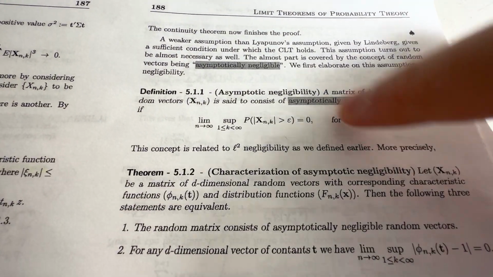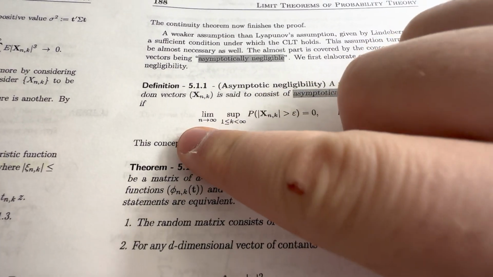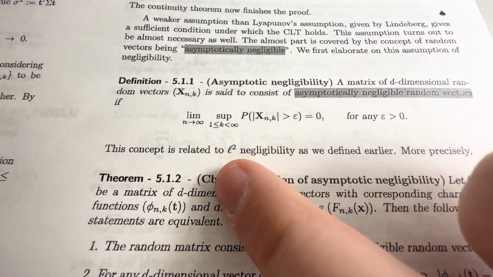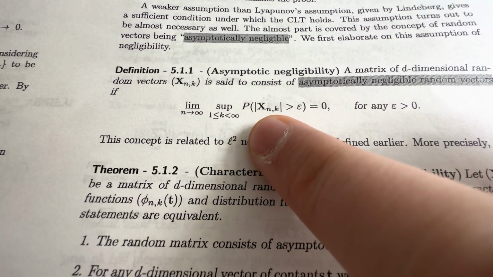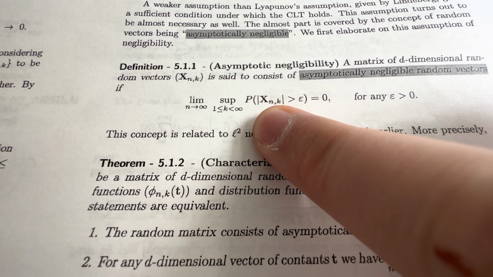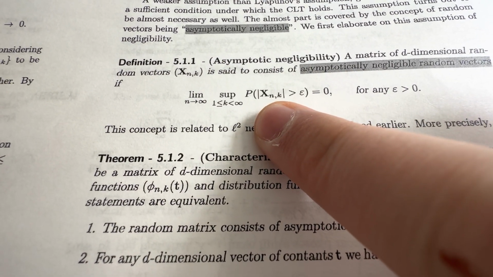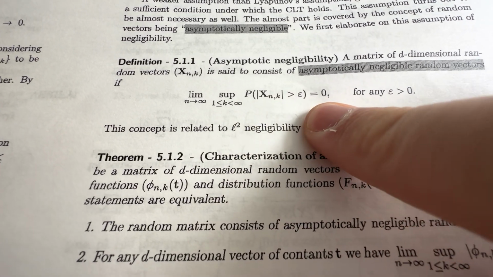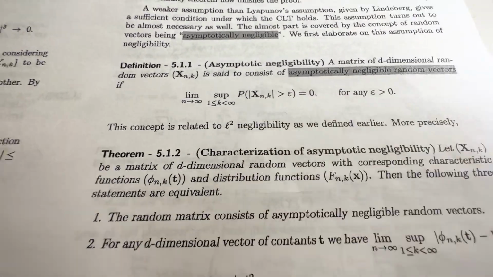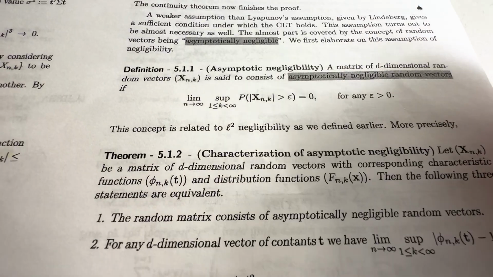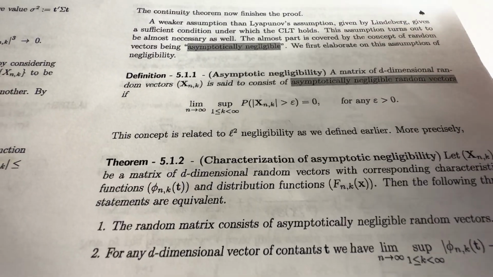And I typically like to write the epsilon condition over here first. So I'll say, for any epsilon greater than 0, you have that the limit as n tends toward infinity of the supremum over k from 1 to k_n, which is finite, of the probability that the magnitude of the d-dimensional random vector X_nk is greater than epsilon is equal to 0. There, I stumbled through that sentence, but you can see in the symbol notation, it's a lot cleaner than writing it out, word for word.